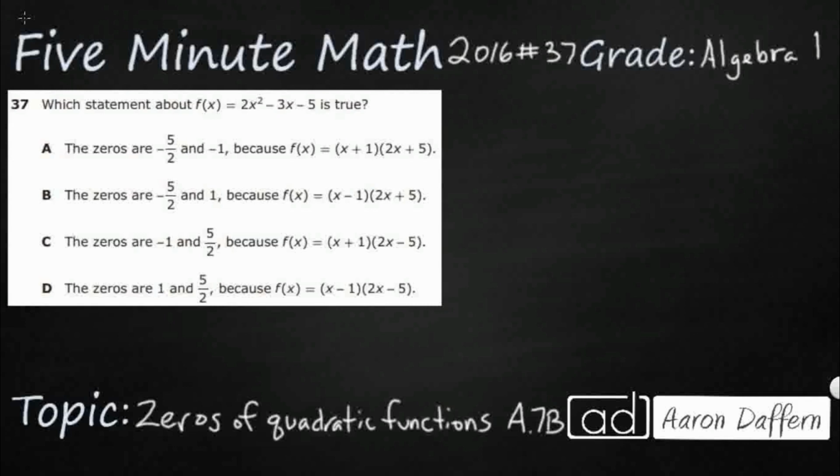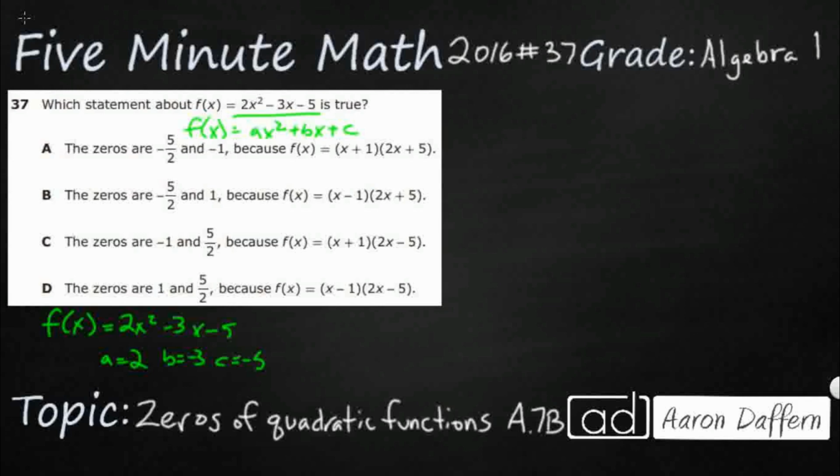So we have a function here, and it is given to us in standard form. That's going to be helpful because we're going to need to find the a, the b, and the c. Remember, in standard form, f of x equals ax squared plus bx plus c. So in this particular function, the a is going to be the coefficient 2. The b is going to be a negative 3. C is going to equal a negative 5.